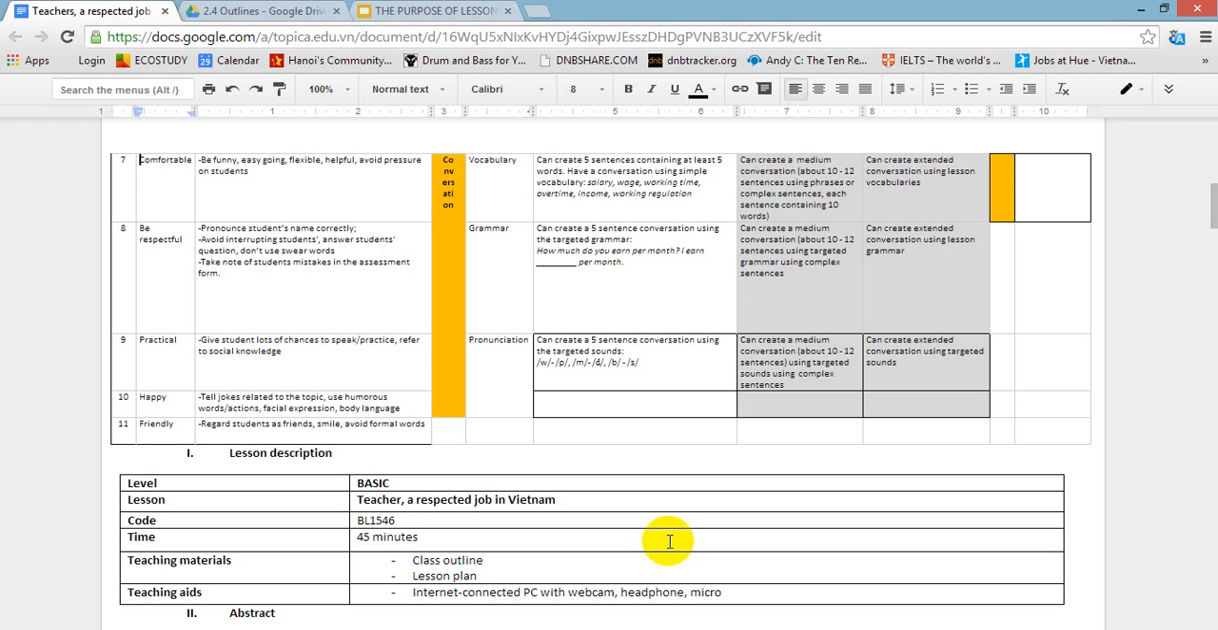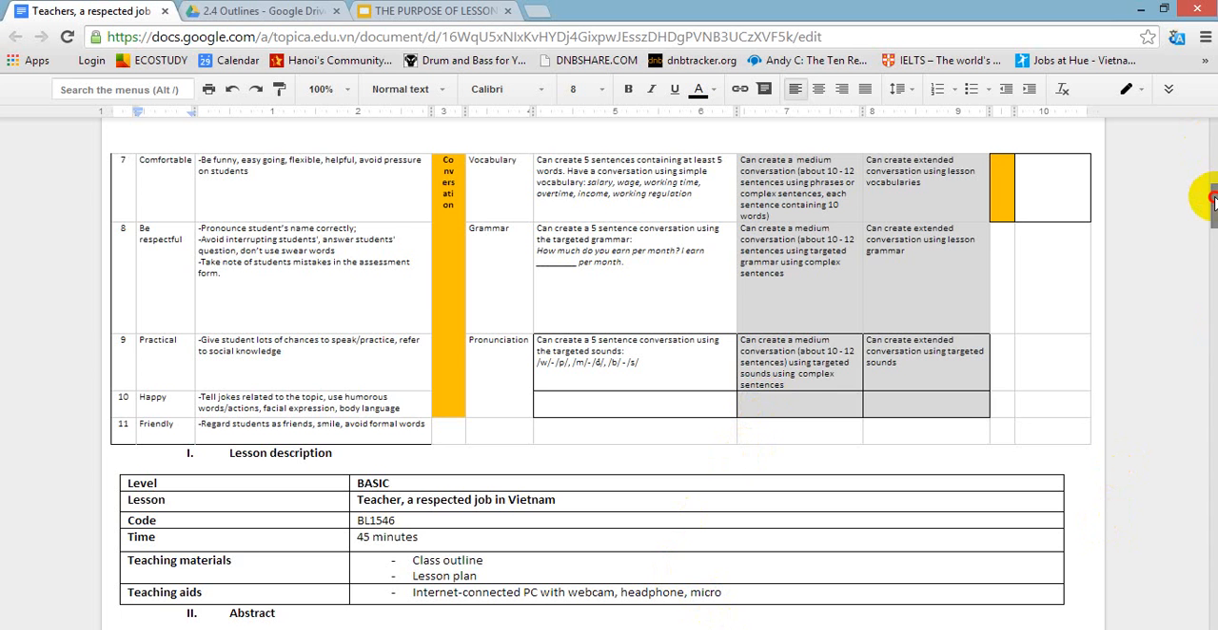And finally, the pronunciation. In the conversations, they will need to try and use the sounds that they've learnt in those sentences. And the intermediate students, again, will just need to have a longer conversation and make longer sentences using the words and the pronunciation sounds that they have learnt.